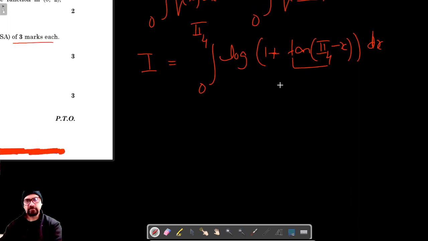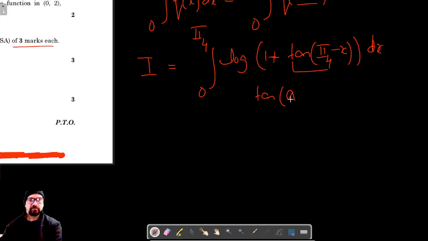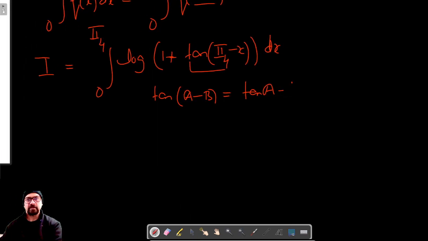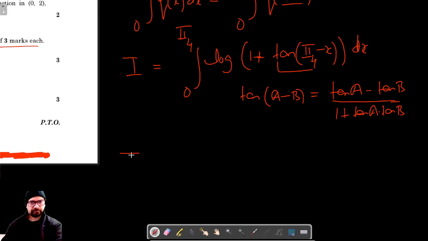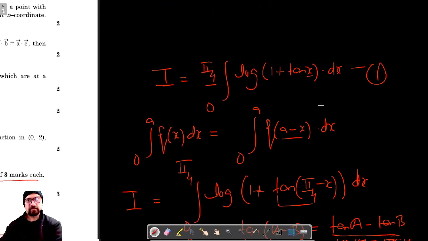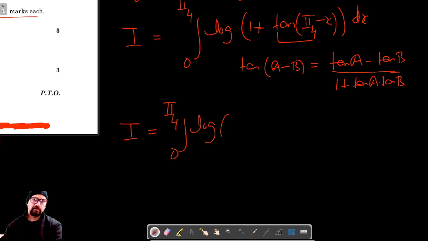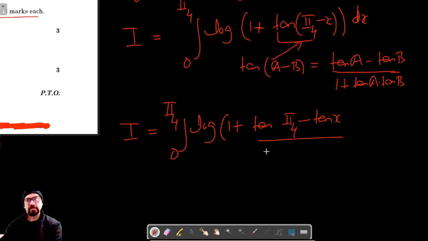Okay, so now this is the formula for tan a minus b. So tan of a minus b is equal to tan a minus tan b upon 1 plus tan a into tan b. Now, so I is equal to the integral from 0 to pi by 4, and let's consider this as our first equation. So this is log of 1 plus, let's use tan a minus b here. So this is tan a, which is pi by 4, minus tan b upon 1 plus tan of pi by 4 into tan b, which is x.